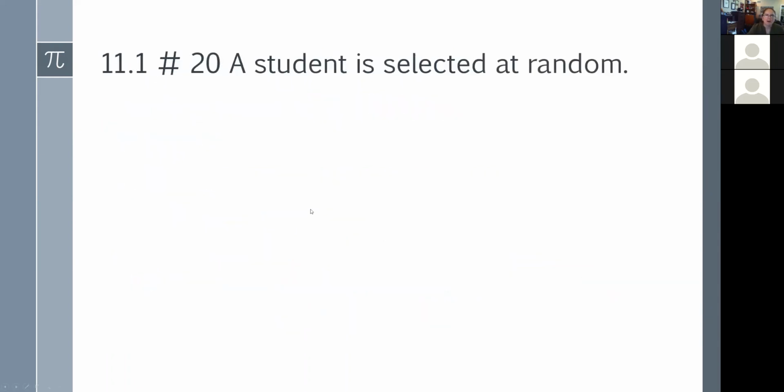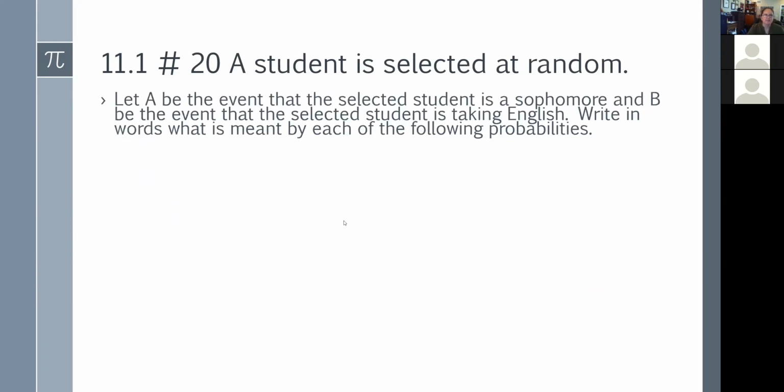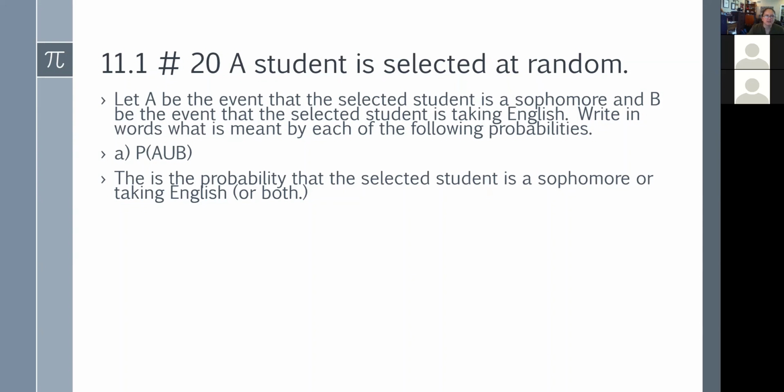So next we're going to look at problem number 20. It says a student is selected at random. Let A be the event that the selected student is a sophomore, and B be the event that the selected student is taking English. Write in words what is meant by each of the following probabilities. The probability of A union B. That's the probability that the selected student is a sophomore or taking English, or both.